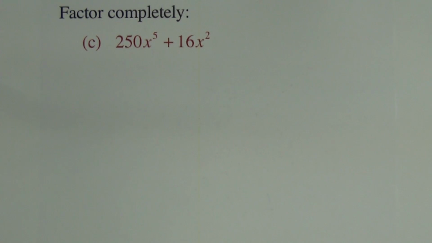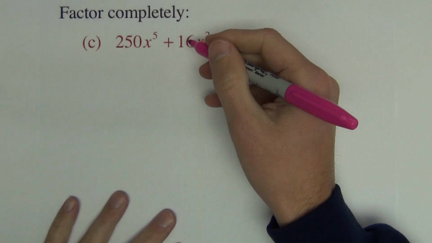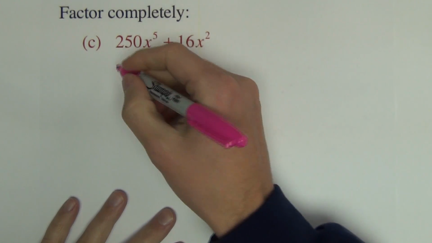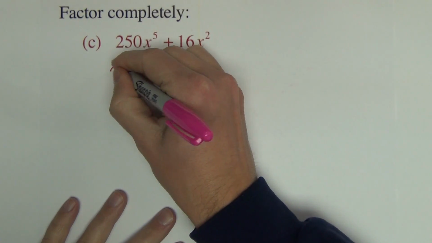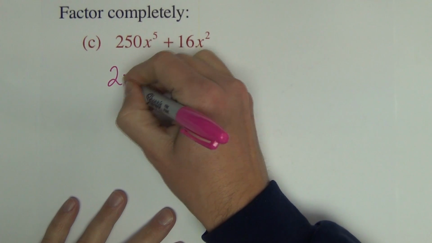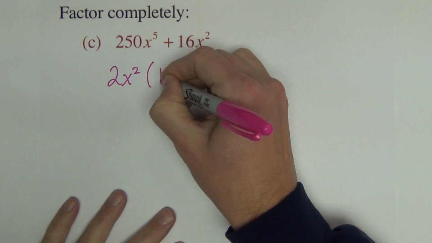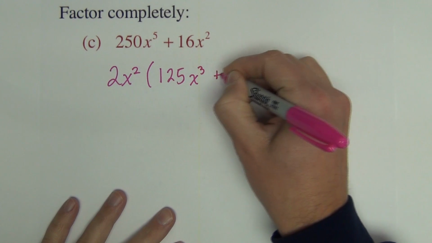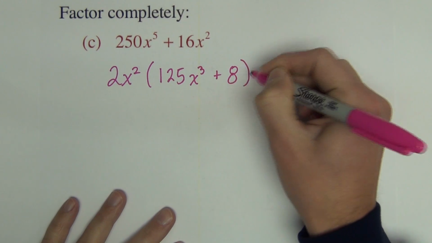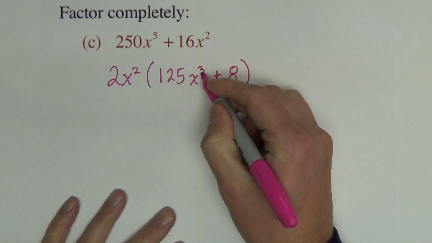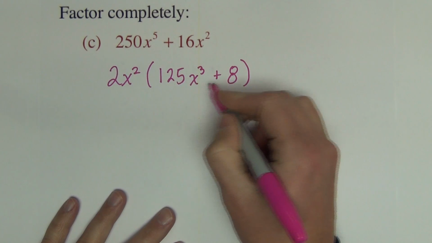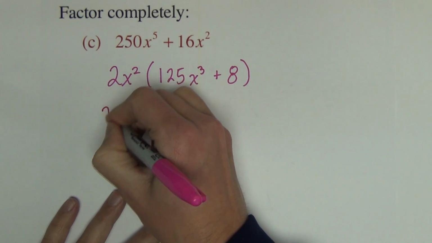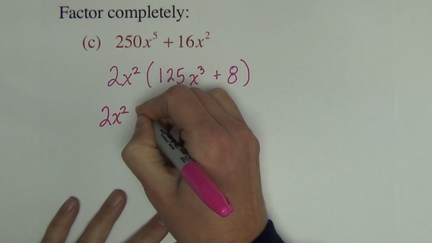Alright, in the last problem, again we look for a common factor first. In this particular problem we can divide everything by 2x squared, leaving behind 125x cubed plus 8. Okay, so the cube is indicating the cube formula. The 125x cubed and 8 are perfect cubes.